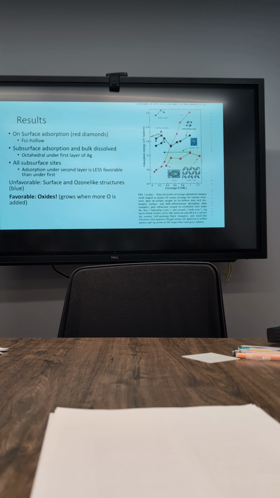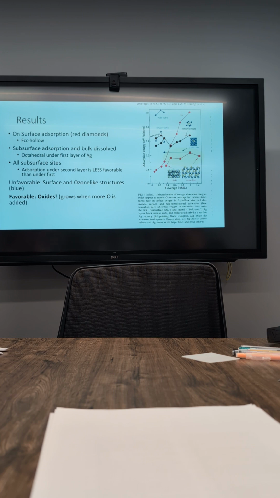And then there's subsurface absorption and bulk dissolved. So those are on the top. So you can see those are the blue ones, I think. There's bulk substitution, surface substitution, bulk octahedral. So all of those are in an octahedral geometry. So you can see they have a little picture of it. Subsurface octahedral for the black line.